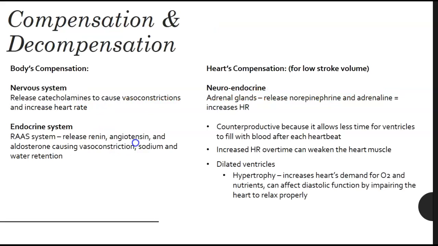So how is the body going to try to compensate? The body compensates in a couple of ways. The nervous system will send a message to release catecholamines to cause vasoconstriction and increase heart rate. The endocrine system, the RAS system, will be engaged to also cause vasoconstriction and sodium and water retention. It's going to want to hold on to these things because it wants to create a greater pressure within the body. Heart compensation, especially when there's a low stroke volume, can happen with the adrenal glands releasing norepinephrine and adrenaline. That will increase the heart rate.